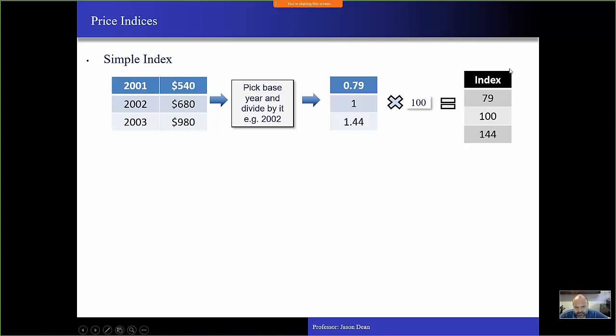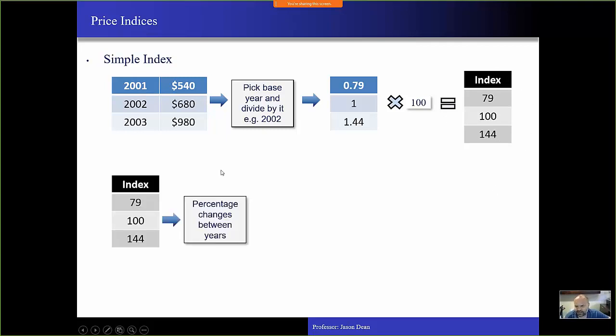With an index, each one of these we would call an index number, and this is the series of index numbers. So again, we've converted this into a simple index. Clearly we can see more information here on changes over time. It's just a nice, easier way to present numbers.